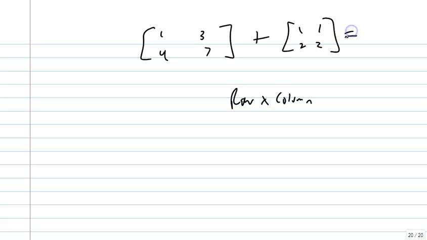So when you get the answer, 1 plus 1 becomes 2. 3 plus 1 is 4. 4 plus 2 becomes 6. And 7 plus 2 becomes 9. So to add matrices, as long as it's the same dimensions, you can add each individual spot. Same thing for subtracting. You subtract each individual spot.